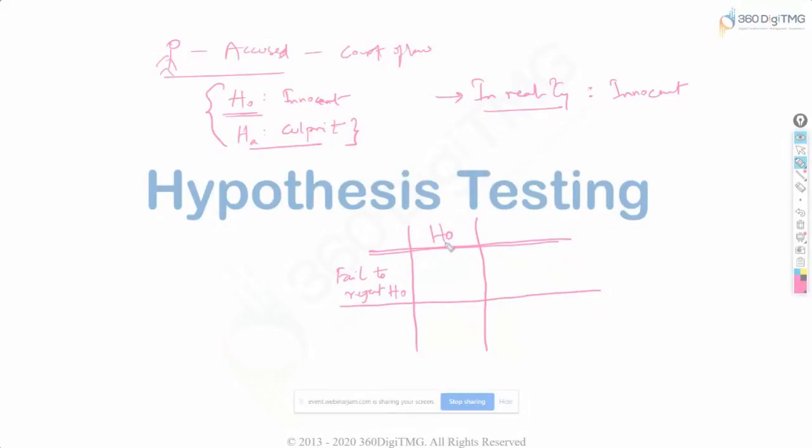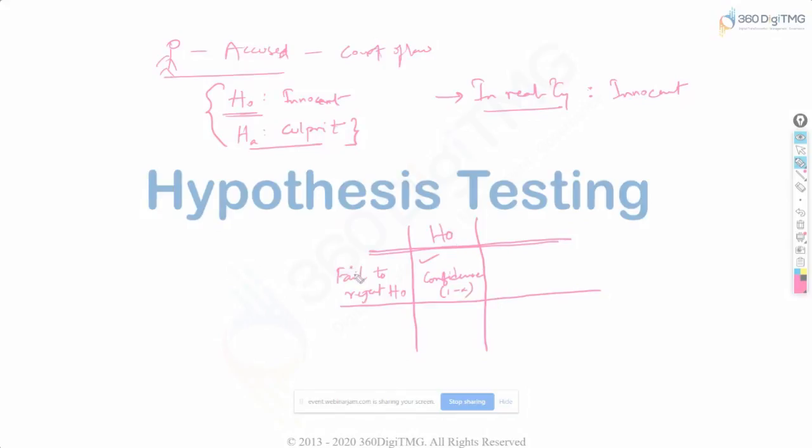And because in reality he is innocent, this is the true condition and the right decision, because the judge is releasing that person, right? And this is termed as confidence. It is termed as confidence, which is represented as 1 minus alpha. Let me rewrite that. I don't want people to get confused here. 1 minus alpha.